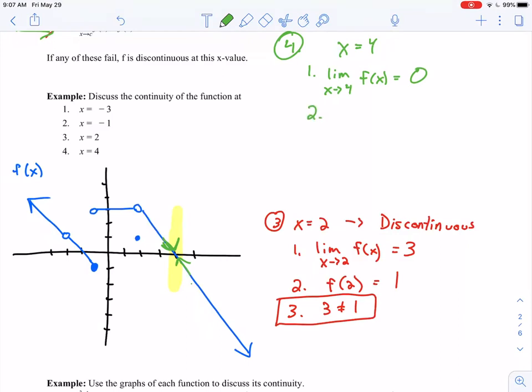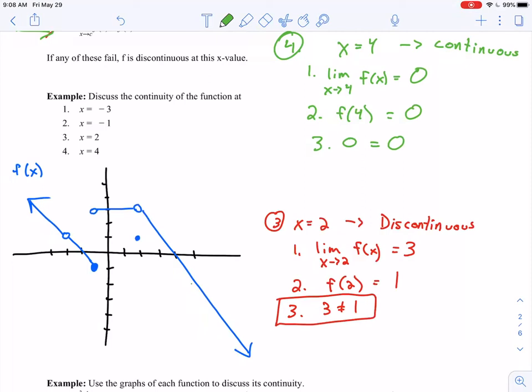Second, the function. What is f of 4 here? Let me erase these so we can get a better picture. There's no holes or anything in our graph. We're just looking at this point right here. Well, that point has a y value of 0. So okay, the limit is 0. The function is 0. Number 3, 0, in fact, does equal 0. So this function is continuous at x equals 4.